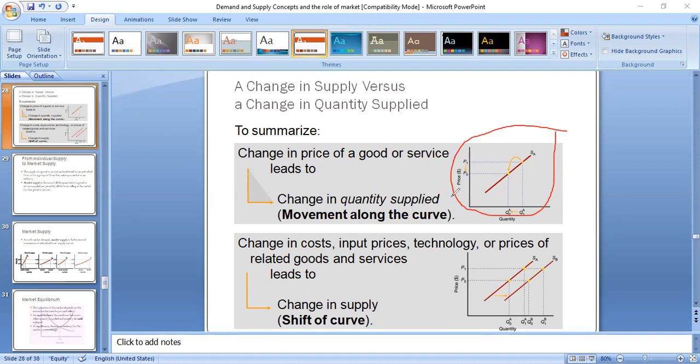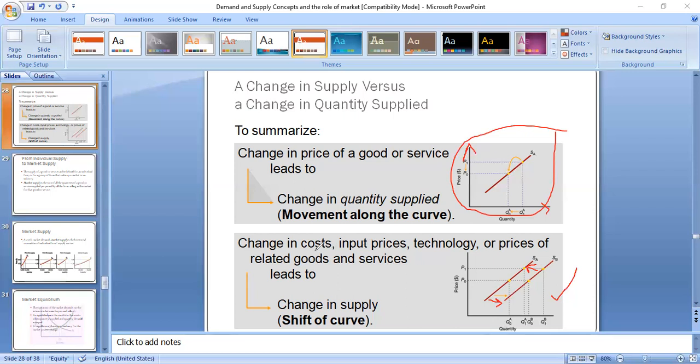And then with the change in supply, like we've already seen, it means that the supply curve is shifting either to the right or to the left. If the direction is towards the right, that is an increase in supply. If it is shifting towards the left or inwards, that is a decrease in supply, but it will be due to the non-price factors that affect supply.